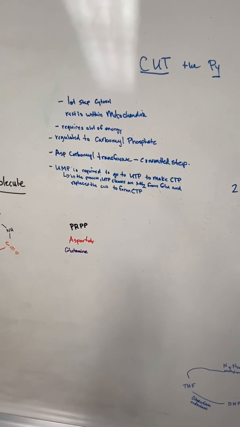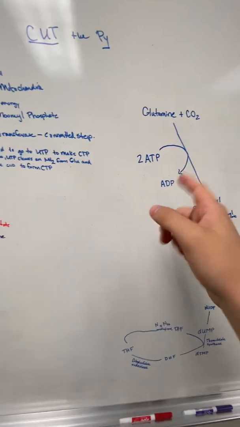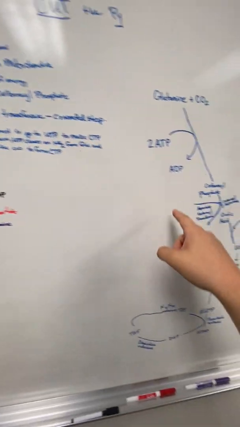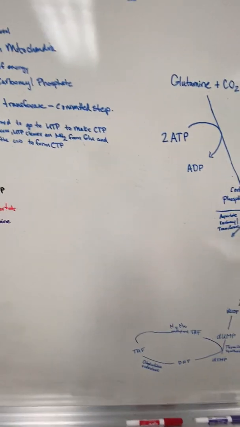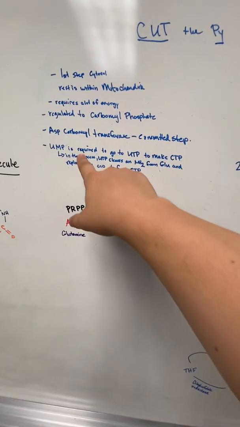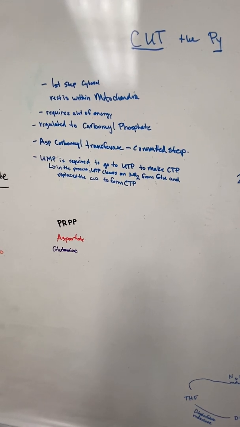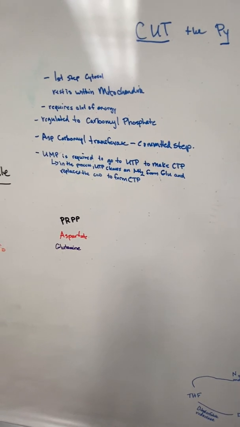It requires a lot of energy, again. It's regulated at the carbamoyl phosphate, but it's not the commitment step. The commitment step is the aspartate transcarbamoylase. And UMP is required to go to UTP to make CTP.